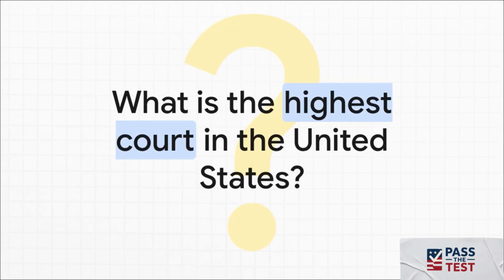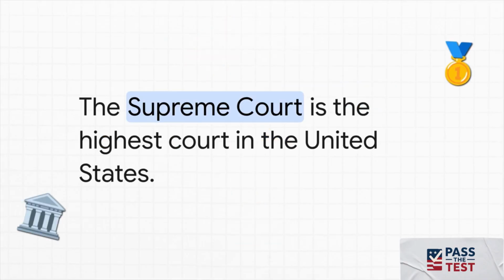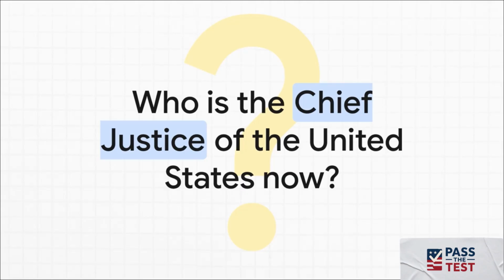Now, at the very, very top of this entire branch, there is one court that has the final say. What is the highest court in the United States? You got it. It's the Supreme Court. When they make a decision, it's final. It sets the standard for every other court in the country. So, speaking of the Supreme Court, how many justices are on the Supreme Court? The answer is 9.